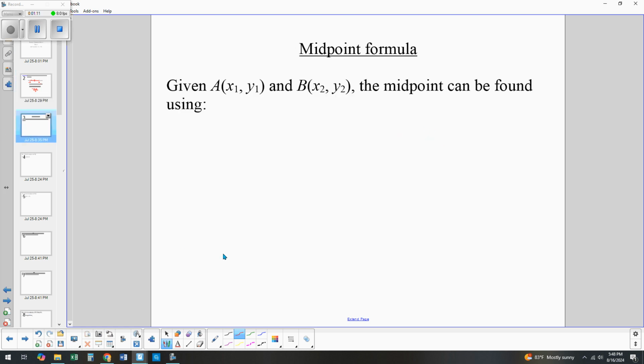So the same can be applied to points that have ordered pairs. The x value of the midpoint would be the average of the two original x's, so x1 plus x2 over 2, and the y value would be the average of the y's. And that would be our formula for the midpoint. So midpoint is a point, an ordered pair.